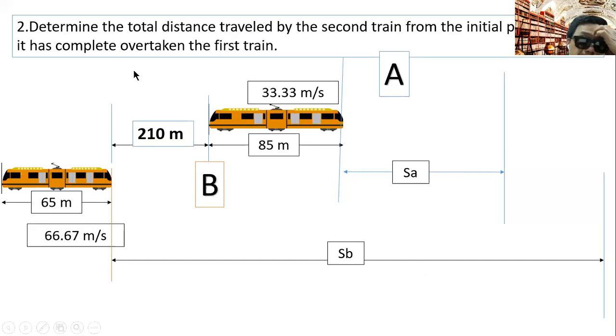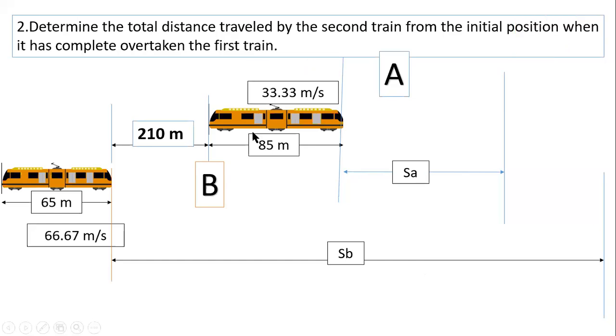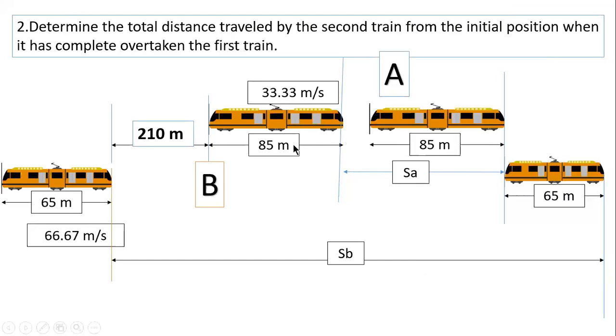Okay, so this second question, we're going to determine the total distance traveled by the second train. This is train B from the initial position when it has completely overtaken the first train. So the figure will be like this. So this will now be the second train, or the train B. This is possible because the velocity of train B is 66.67, whereas the first train is only 33.33 meters per second. So the question is to compute the total distance traveled by train B, or what is SB?